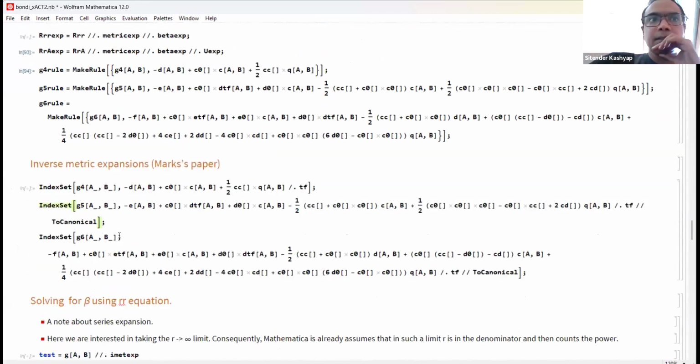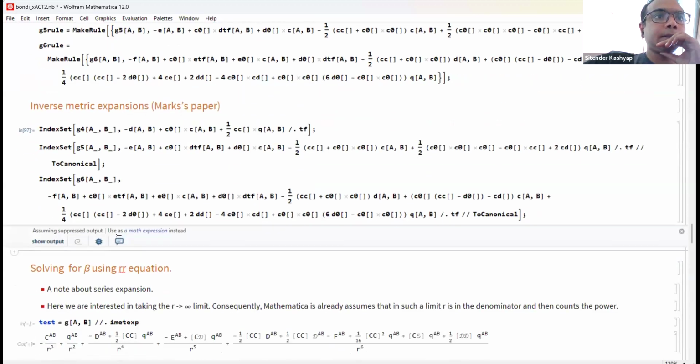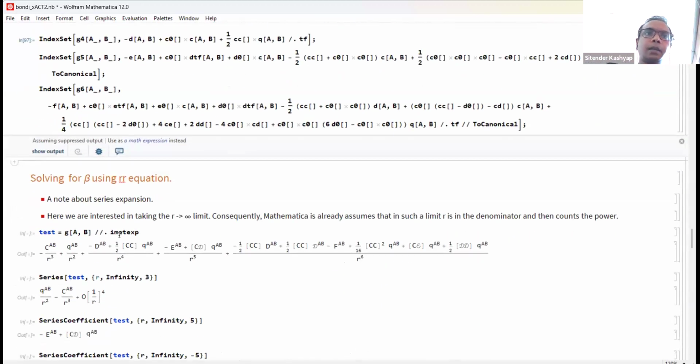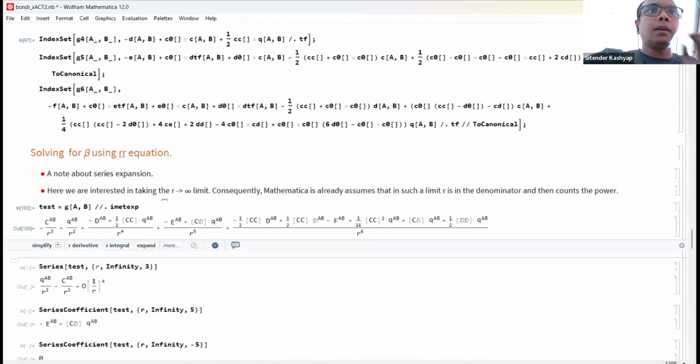And we set them equal to this. Okay, so having in our hand all the definitions and expansions correct, this was just an example about how, in the limit r going to infinity, the series function behaves.